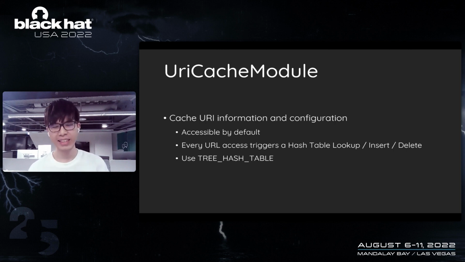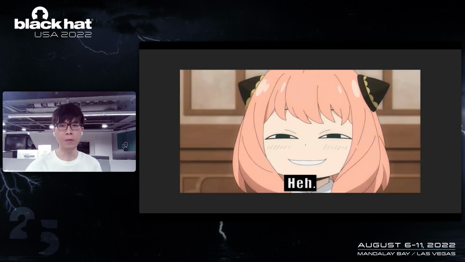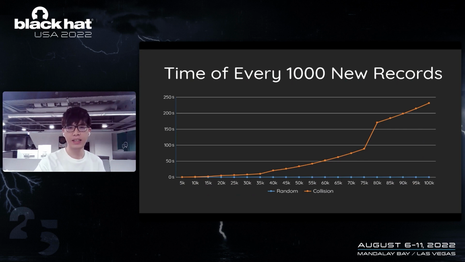strategy. In this module, every HTTP access triggers the cache operation. And the most important thing is that the module uses a tree hash table as its cache storage. Well, an accessible-by-default tree hash table sounds good to us. And this is the time chart of every 1,000 new records in the tree hash table. Because it's not open sourced, we must reverse the structure and code the table dynamically to get the data set.